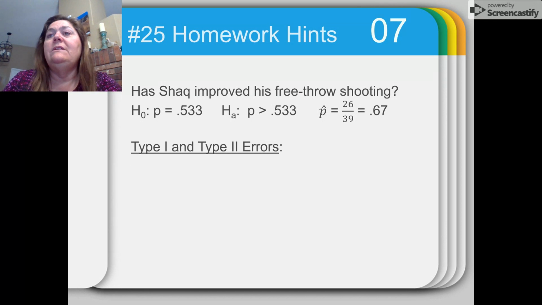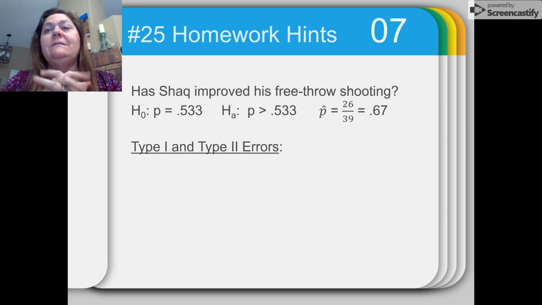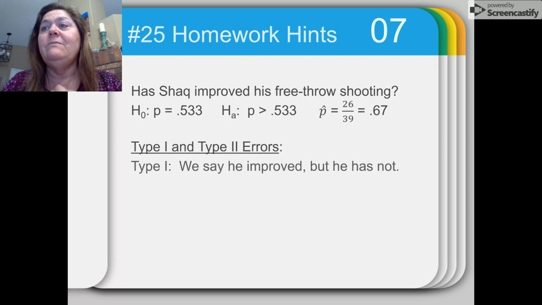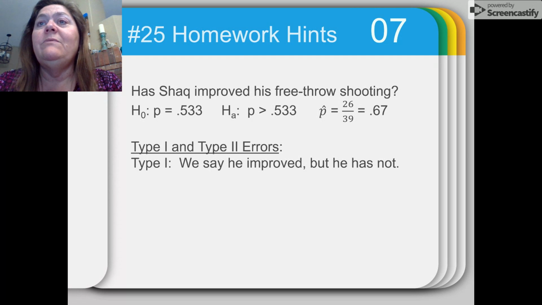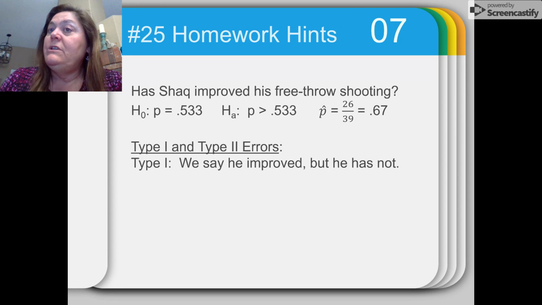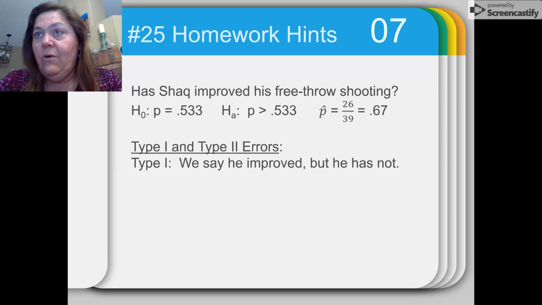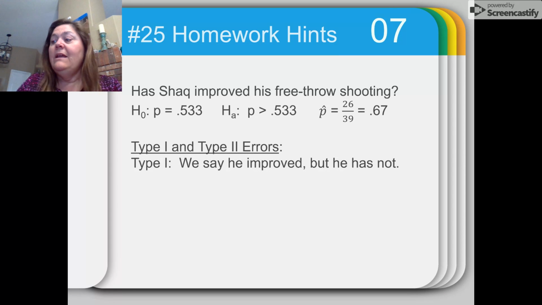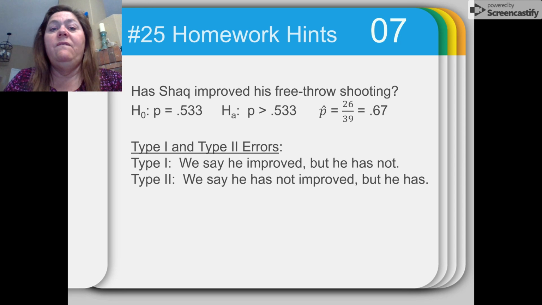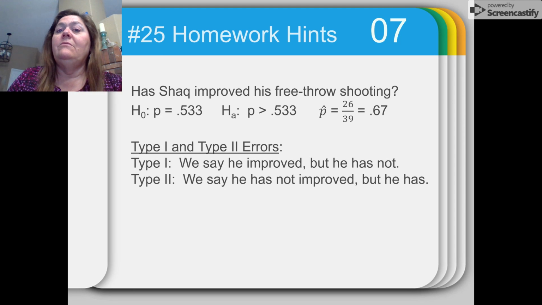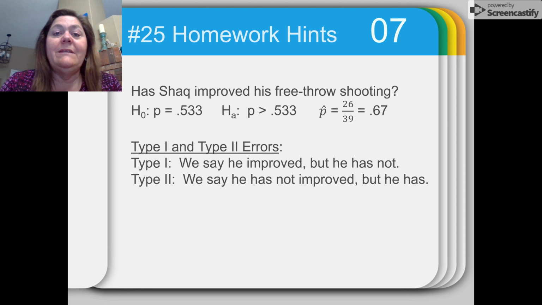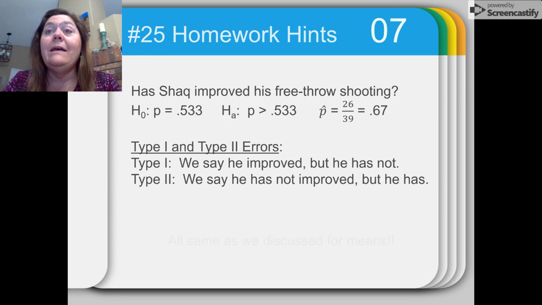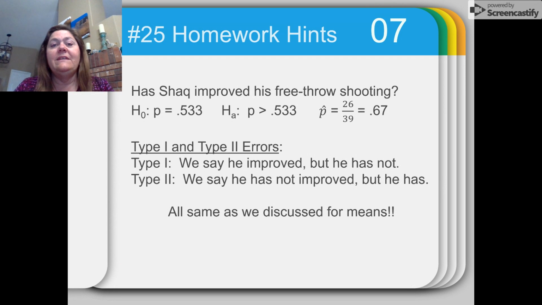So it's asking you to take a look at this problem and then talk about type 1 and type 2 errors, exactly like we did with means. If you recall, a type 1 error is when you reject H0, but you should not have. So if we reject H0, we're going to say he has improved when he really hasn't. And then the type 2 error is when we fail to reject H0 when we should have. So now we're going to say he's not improved when he really has improved. So it's all the same as we discussed for means.